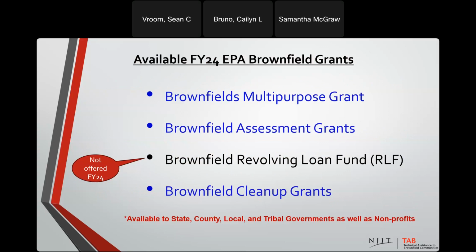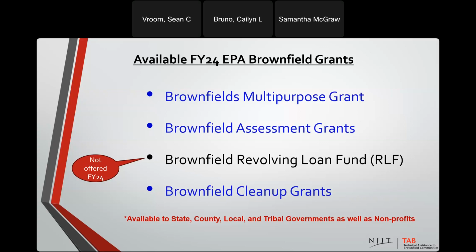So this year, for fiscal year 2024, EPA is offering 3 types of brownfields grants. They're going to have their brownfields multipurpose grant, their brownfield assessment grants, and the brownfield cleanup grants. We typically refer to this as a MAC solicitation. If they make available the full line of all the grants that they have, then they would include the Brownfield Revolving Loan Fund, which is referred to as the RLF, and that would make it a MARC grant solicitation.